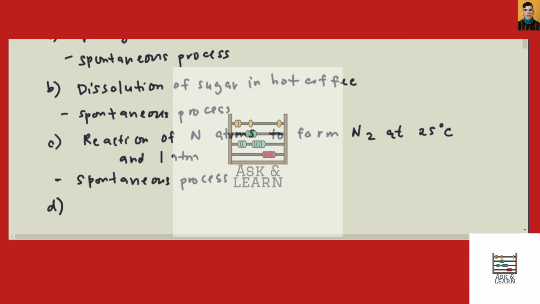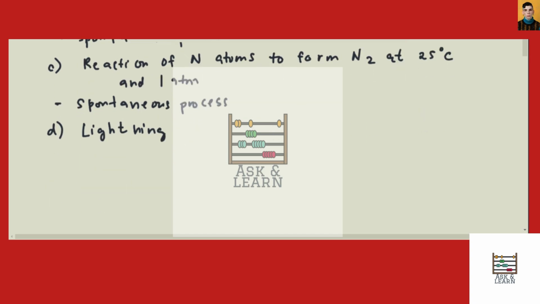Next, we have lightning. Lightning happens when there's an interaction between charges. And since lightning is a natural process, a natural phenomenon, it is also a spontaneous process.